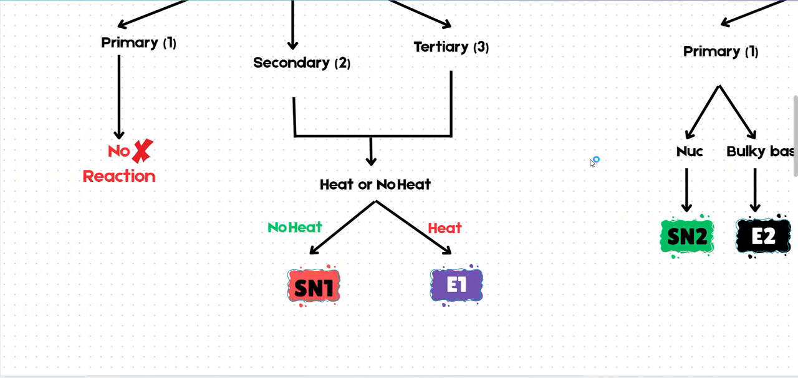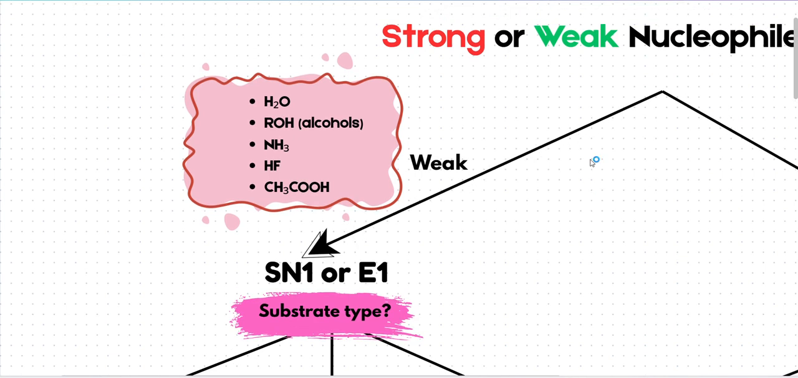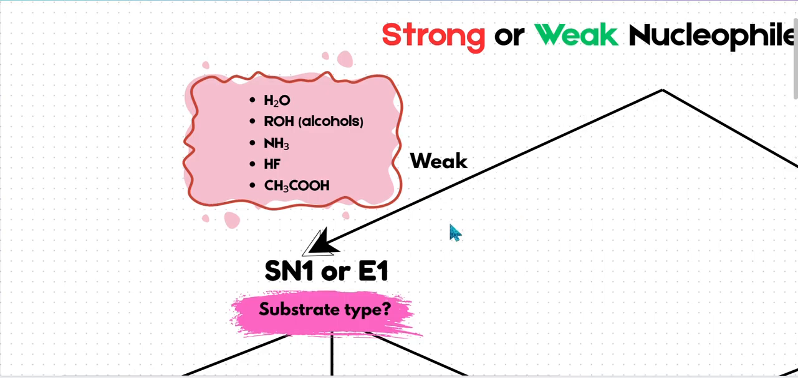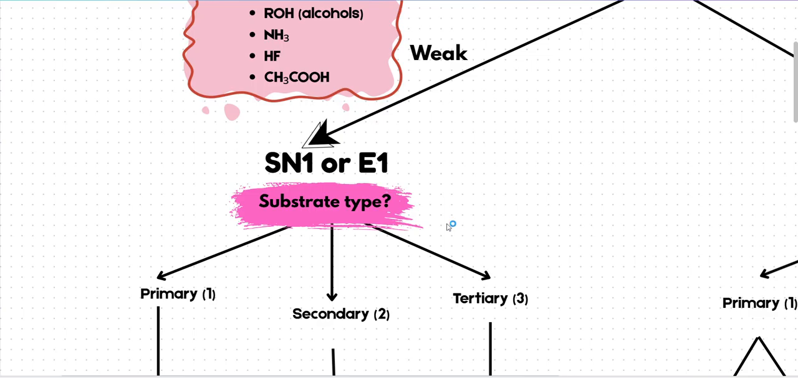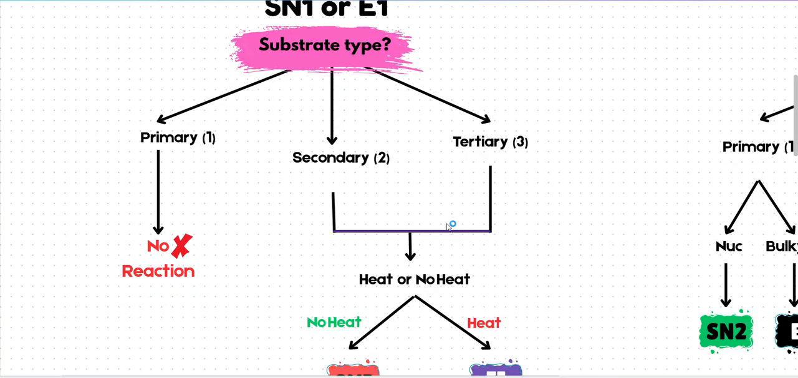Now let's move on to our SN1. If our nucleophile or our base is weak, especially water, alcohols, ammonia, hydrogen fluoride, and let's say ethanoic acid, which is also an acid. If you are considering the substrate type, if the substrate type is primary, then remember that no reaction will occur. The reason why no reaction will occur is due to the steric hindrance.